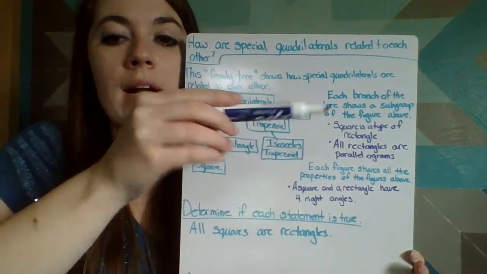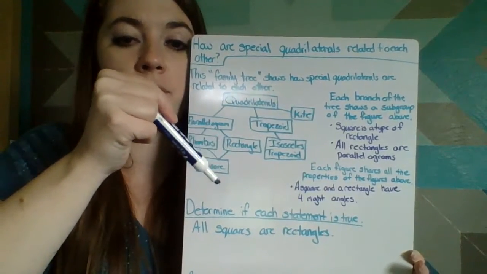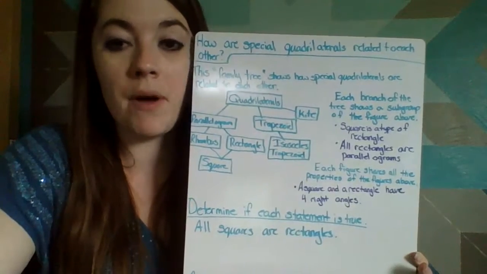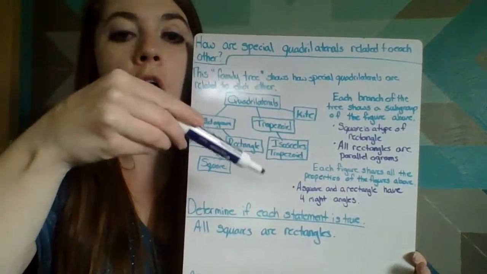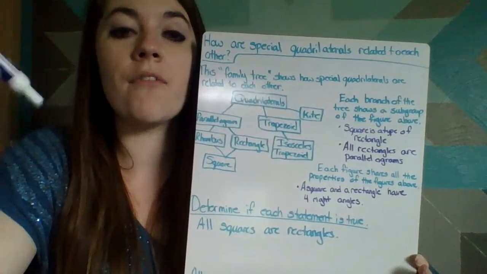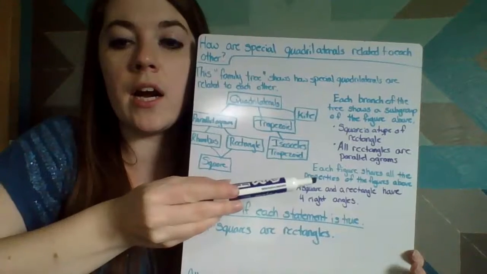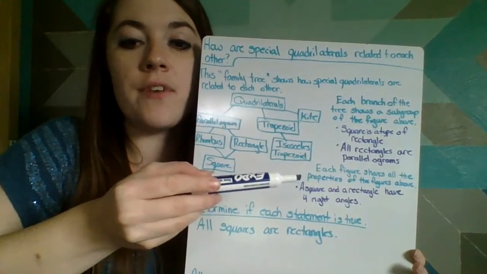So the square is a type of rectangle. That's how we can see that, because it comes from the rectangle. We know that it's a type of rectangle. And all rectangles are parallelograms, because it's a subgroup of the parallelogram category or branch. So each figure shows all the properties of the figures above it.